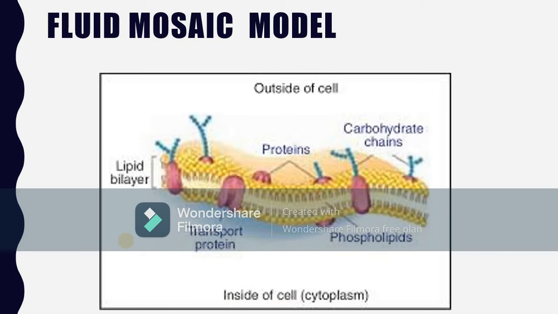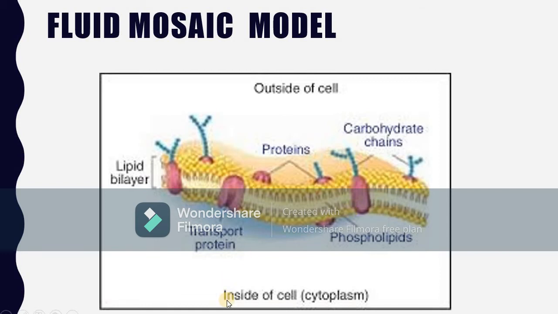Here is the fluid mosaic model of the cell membrane. According to the fluid mosaic model, what chemical analysis reveals is that the cell membrane is mainly composed of proteins and lipids with small quantities of carbohydrates. So electron microscopic examination of cell membranes has led to the development of this model, which is called the fluid mosaic model of the cell membrane.